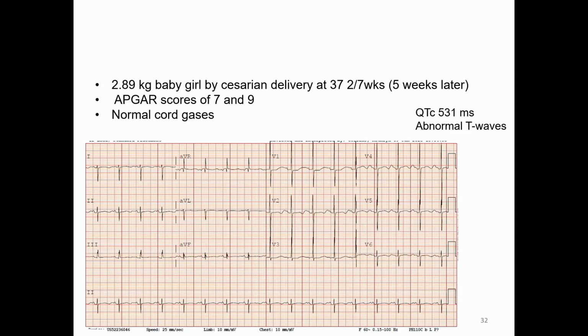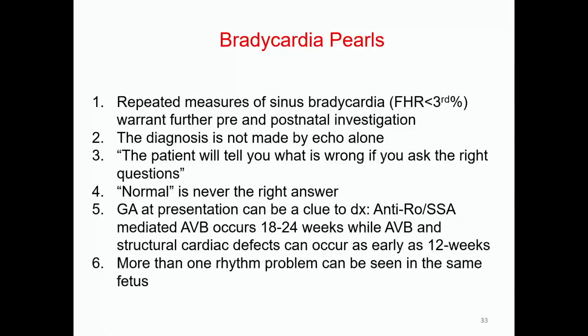So we kept the mom pregnant for 5 weeks. The baby delivered at 37 2/7 weeks. And the little girl was delivered, not a bad size, good APGARs, normal cord gases, and of course had a prolonged QT interval and abnormal T waves, not surprisingly.